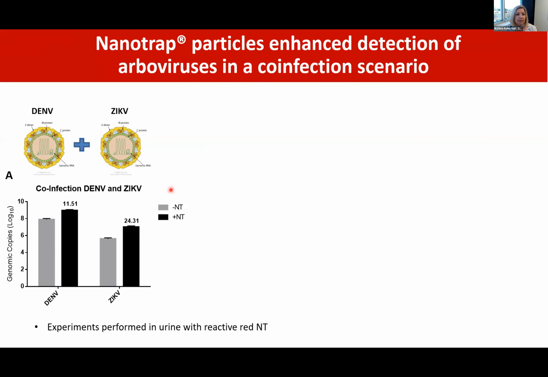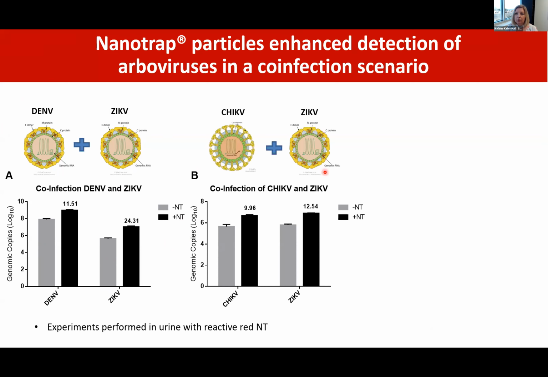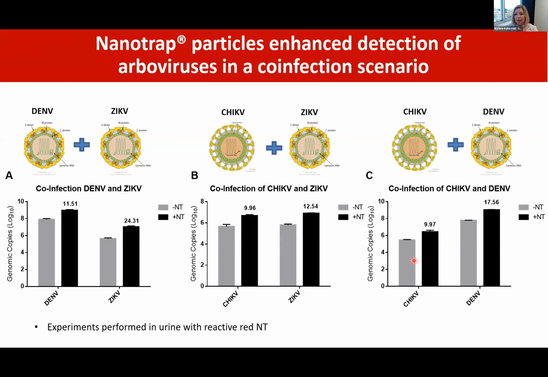And so here we spiked in dengue and Zika, and you can see in both cases, we're still able to enrich with our nanotrap particles. The same with chikungunya and Zika, we still see enrichment, as well as with chick and dengue. And so this indicates that the particles are not saturated and they're still able to bind to multiple pathogens.